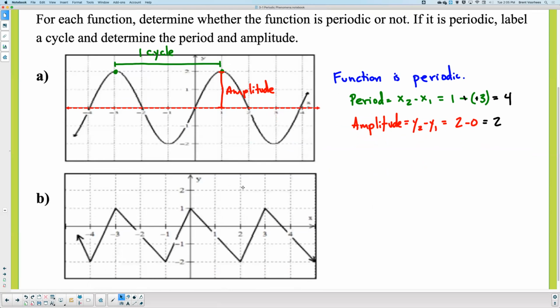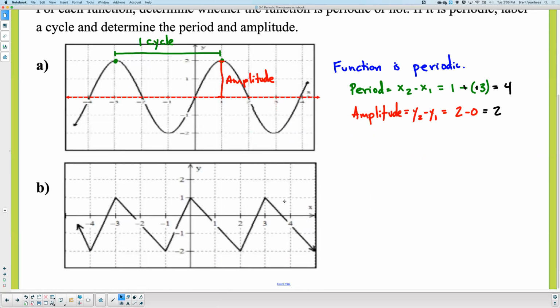What about B? Is this one periodic? What do you think? Yes. You're 2 students, but there's like 30 in the room. There's 28 actually. So let's get some more answers. What do y'all think? Periodic or not periodic?